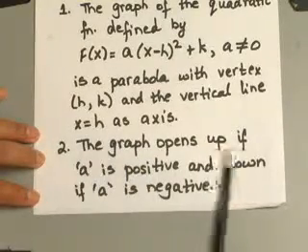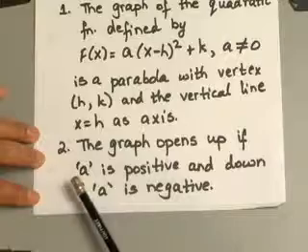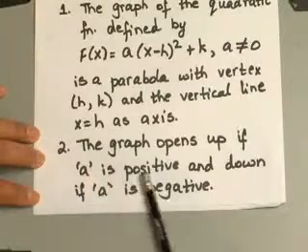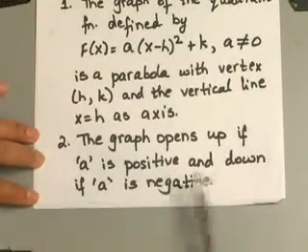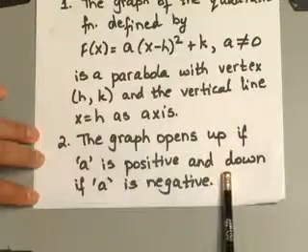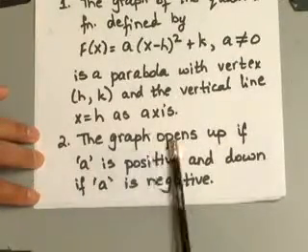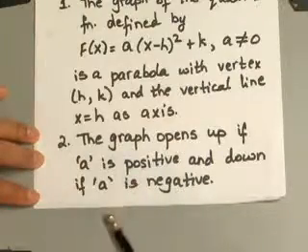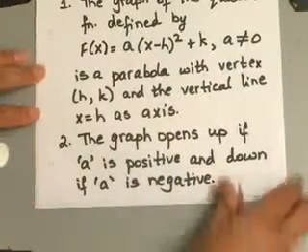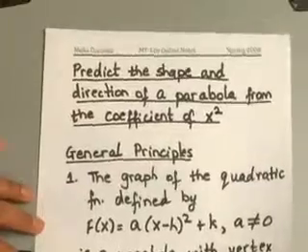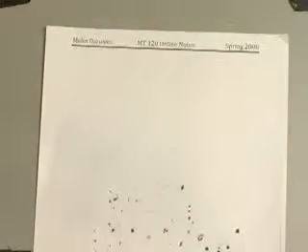It says if the graph opens up, that means that your a is positive, and if a is negative, your graph will open down. So pretty easy to remember. If a is positive, it opens up. If a is negative, it opens down. So that's of course the direction of your parabola.